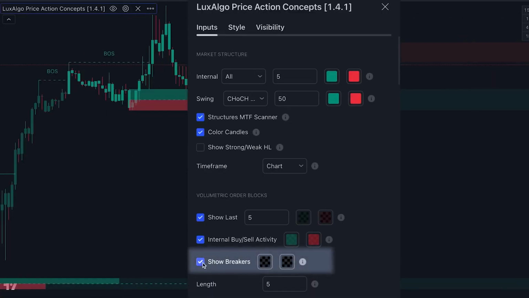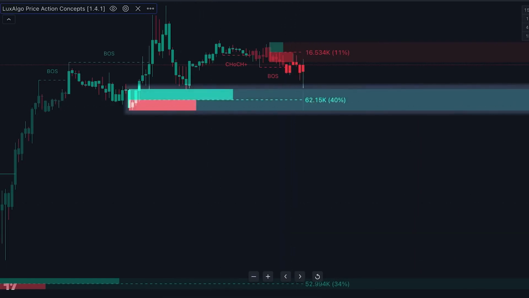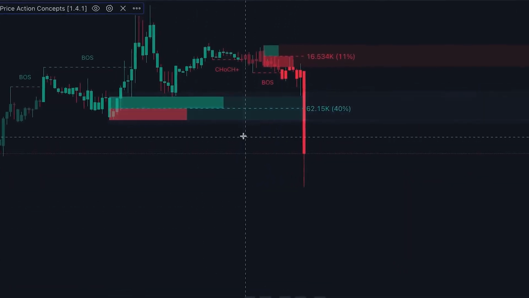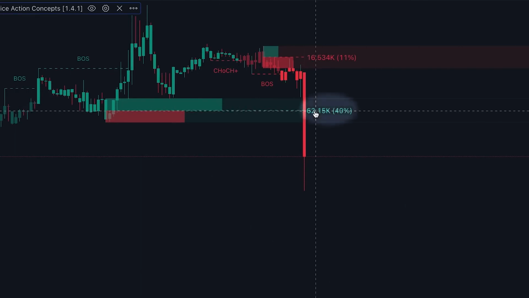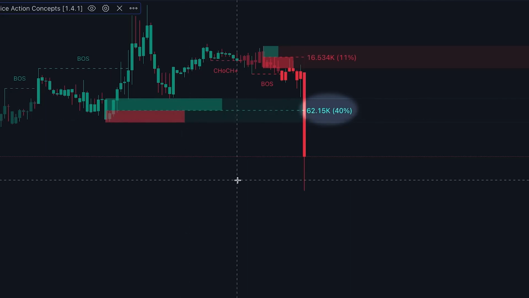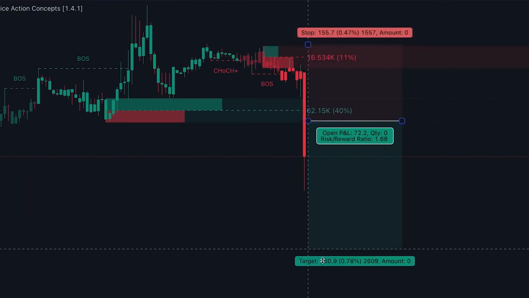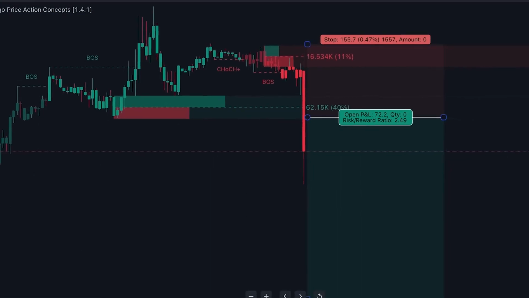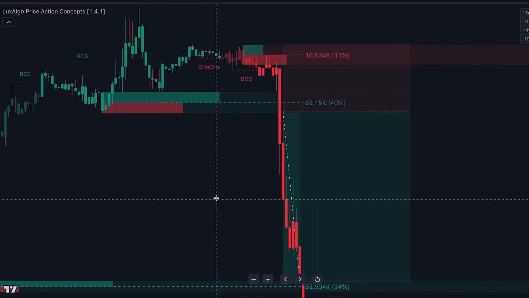By enabling the breaker blocks option on the Price Action Concepts Indicator, those are drawn automatically once an order block is broken. So we can see that we have an order block below price. As price breaks that order block, we can see that it now changes to a breaker block, and we also have volumetric data about that breaker block to know how much volume it contains, if there are more buyers or sellers. For this breaker block, we can see we have more buyers than sellers, and it also happens to have a lot of volume, so we can execute a trade with stop above the lower high and target the next order block below where we could have another strong reaction.